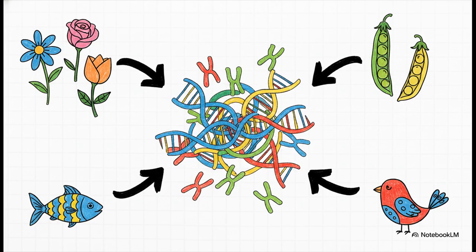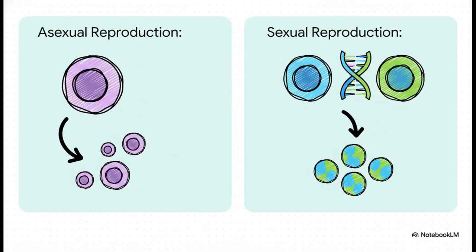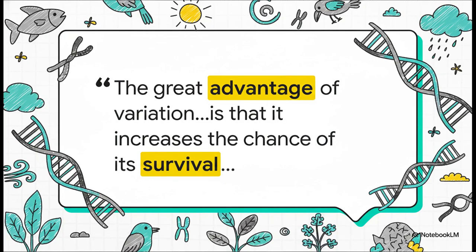Okay, but what's the big deal with all this mixing? Simple. It creates variation. With sexual reproduction, you get tons of genetic diversity. Asexual is, well, just clones. And that variation, it's literally the key to survival when the world around you changes.